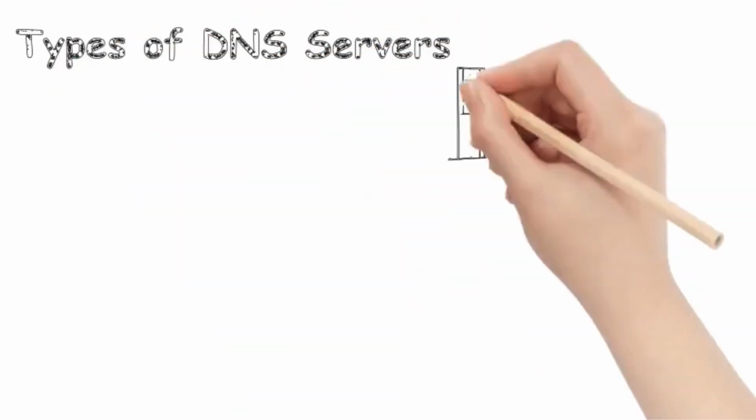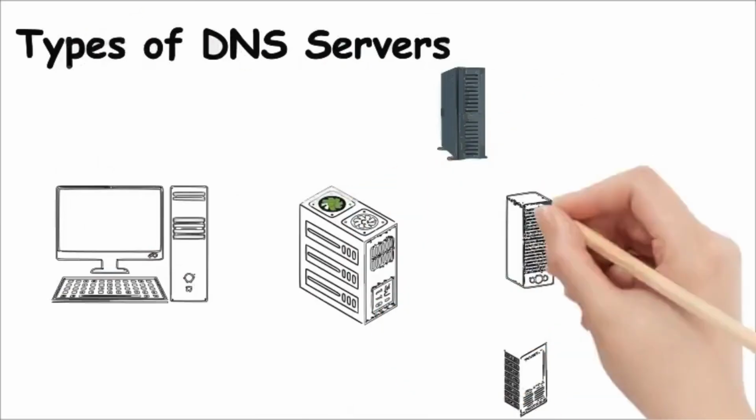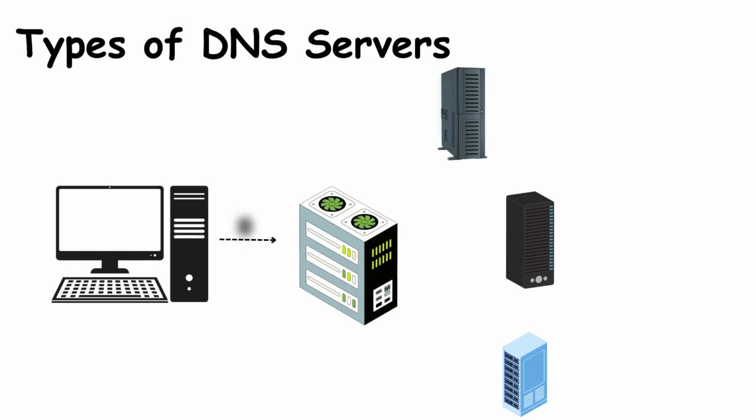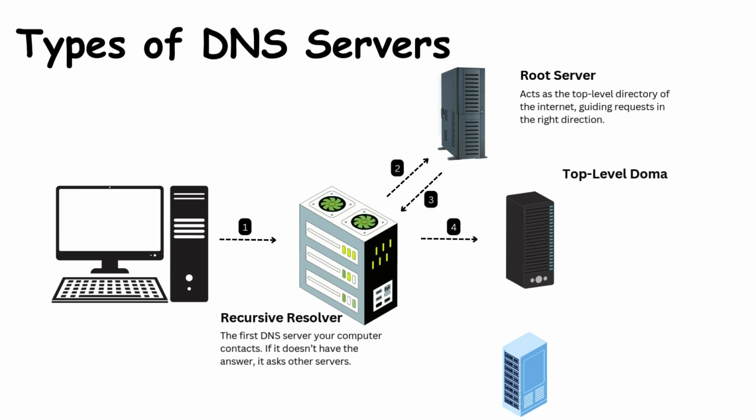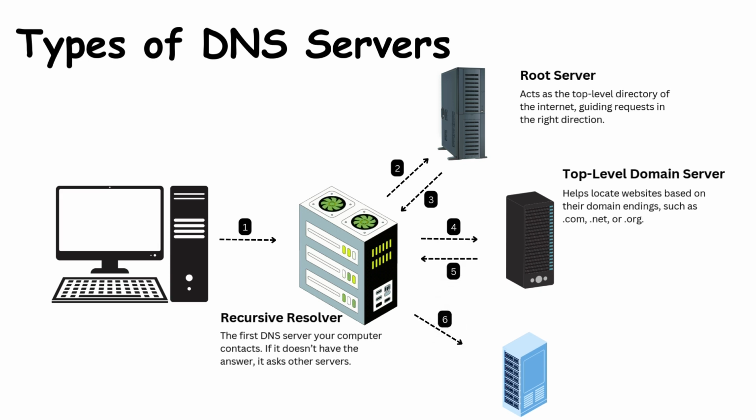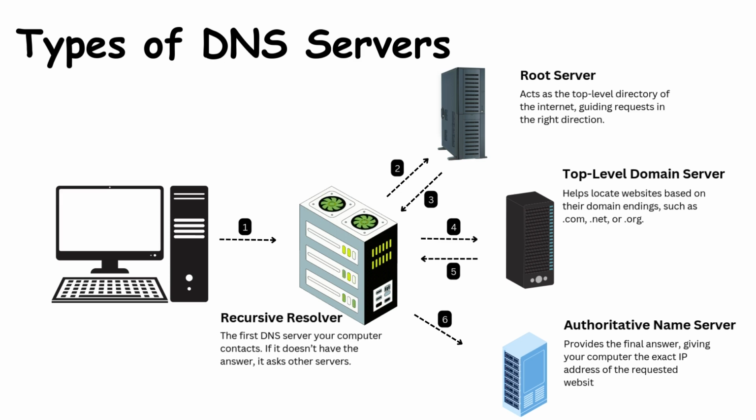There are different types of DNS servers working together to find the right IP address. The Recursive Resolver is the first DNS server your computer contacts. If it doesn't have the answer, it asks other servers. The root server acts as the top-level directory of the Internet, guiding requests in the right direction. The top-level domain server helps locate websites based on their domain endings, such as .com, .net, or .org. Finally, the Authoritative Name Server provides the final answer, giving your computer the exact IP address of the requested website.